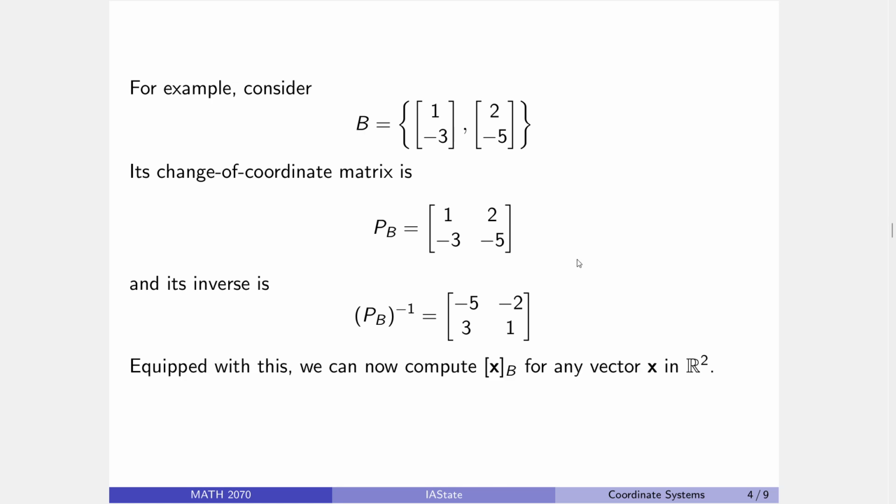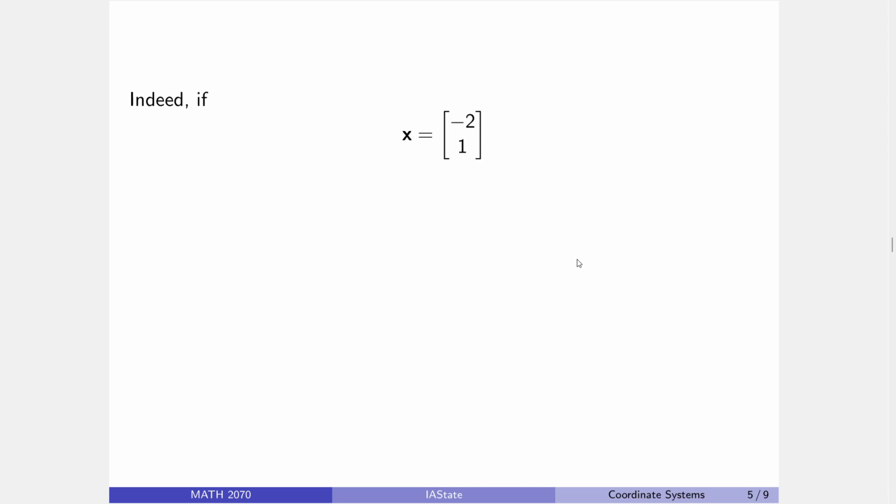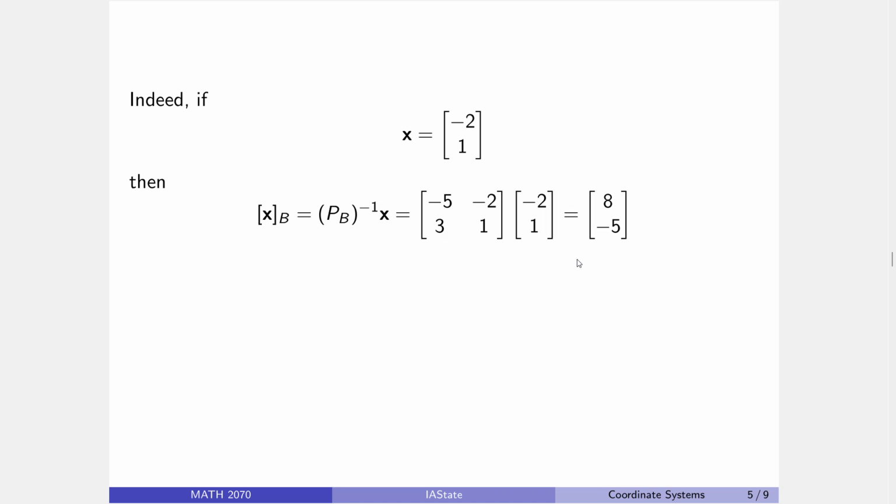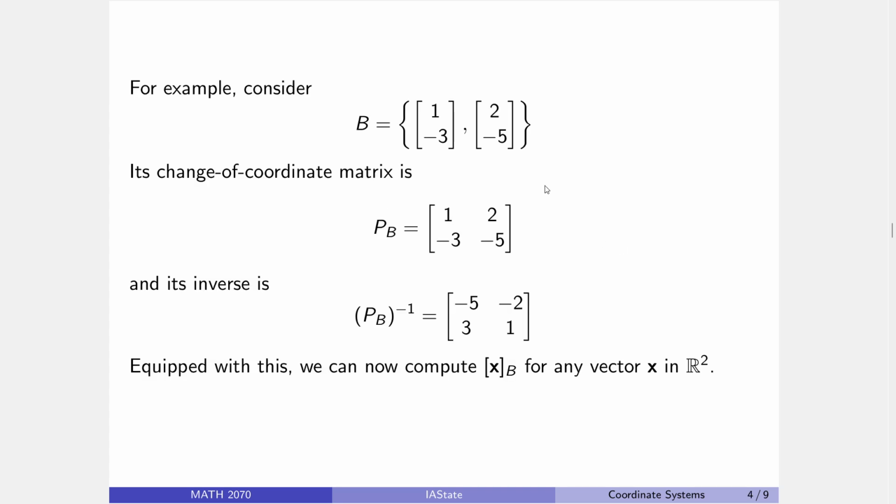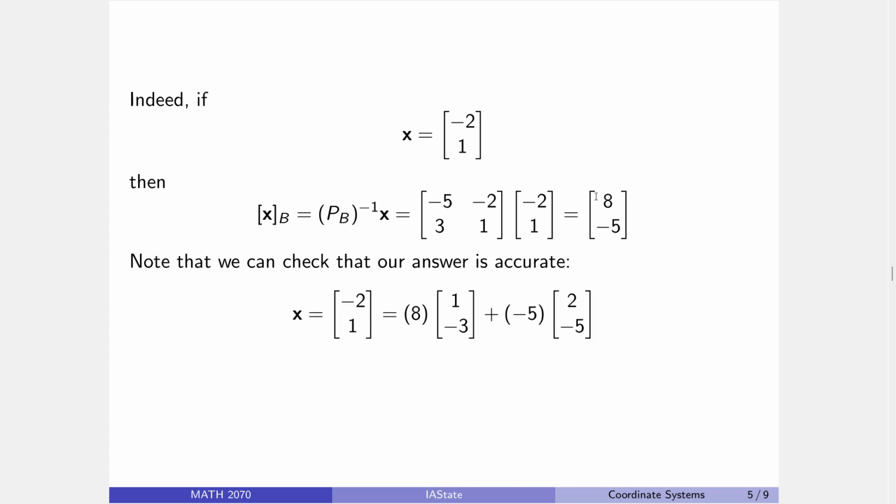So, equipped with this, you can compute the coordinate vector for any vector in R2. So, for example, if I take this one and I multiply by the inverse, I've got its coordinate vector. And here's the great news: we can check our work. Remember, these should be the coefficients, so that scaling and adding these will give me x. And you can check that.